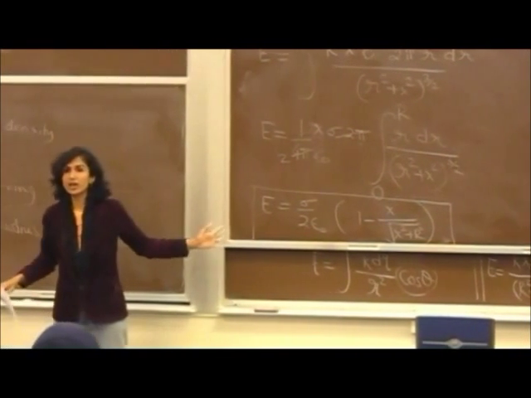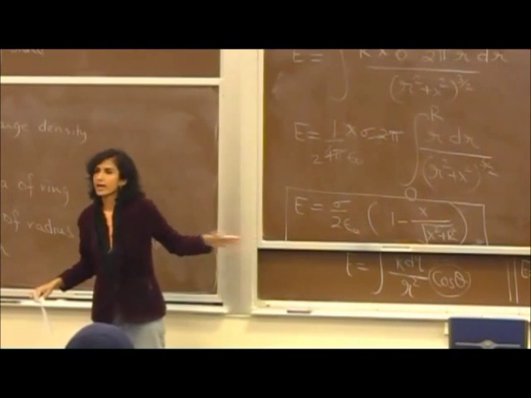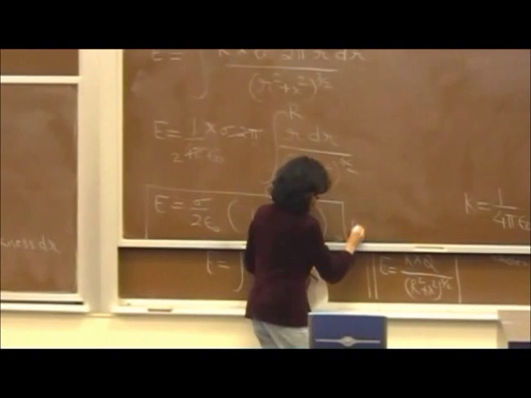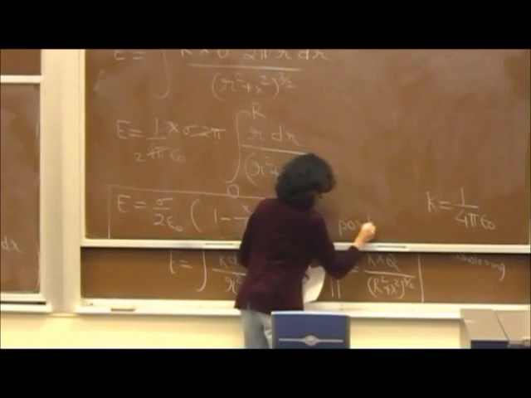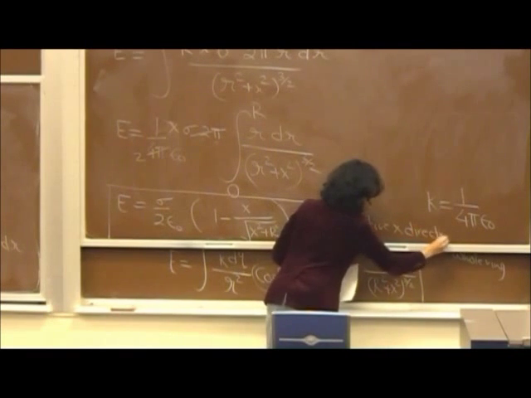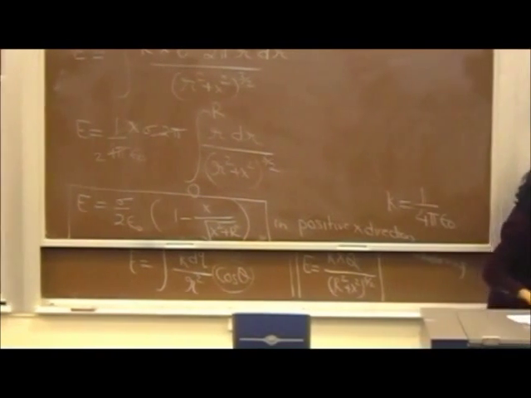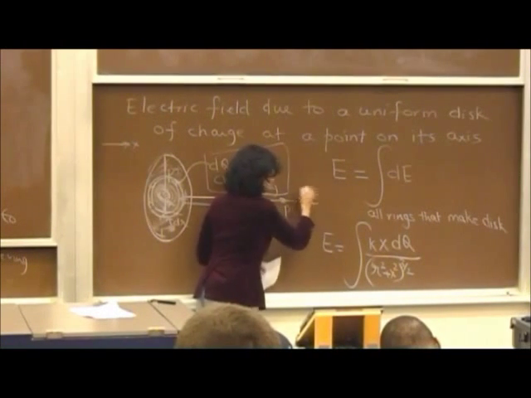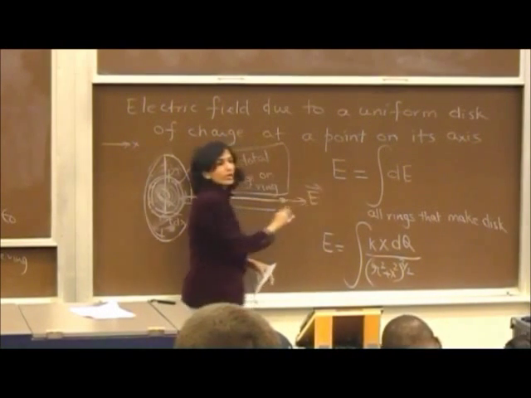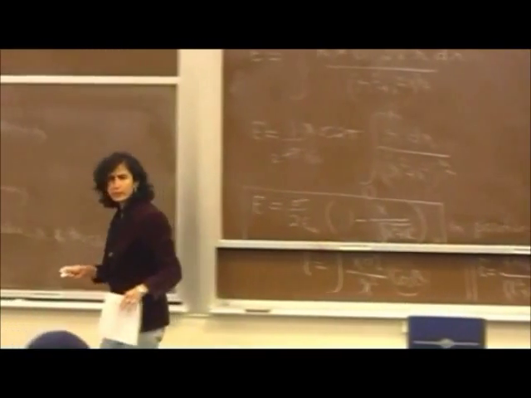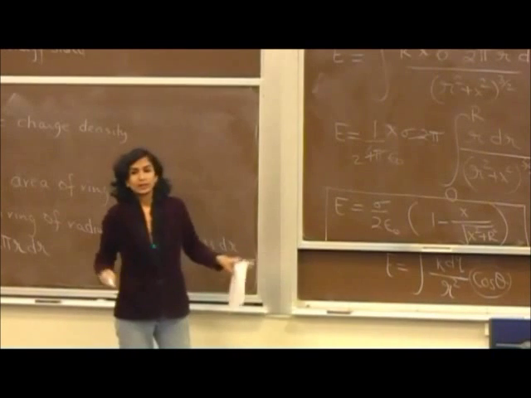What would be the direction of electric field? Again, positive x direction, right? So, how do I know that? Because each of these little rings that makes the disk gives an electric field that's pointing this way. So I know that the net electric field must be pointing in that direction due to all of the rings. Right, folks? Okay, perfect. This is the answer.